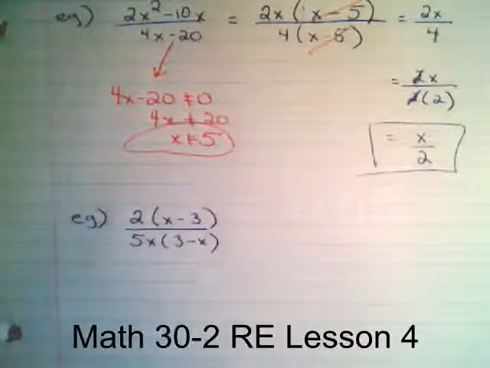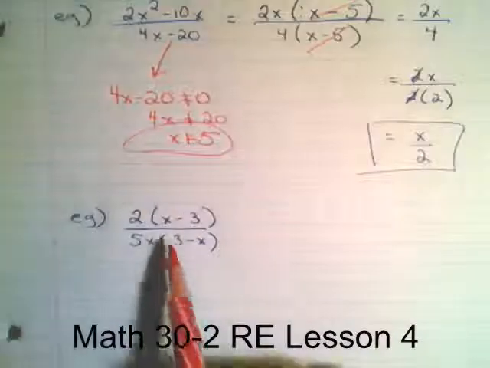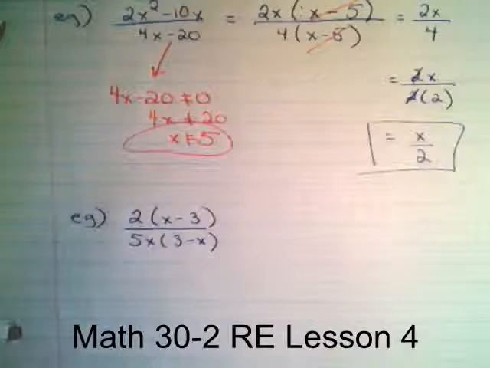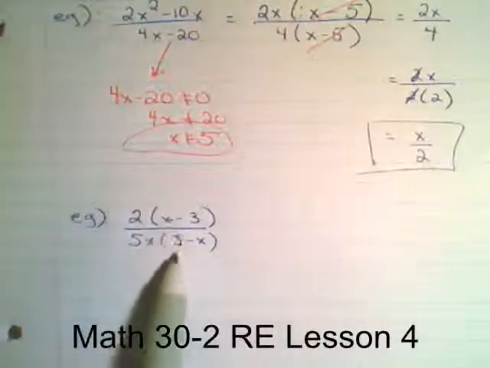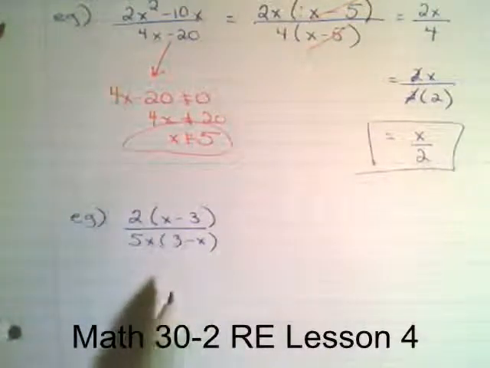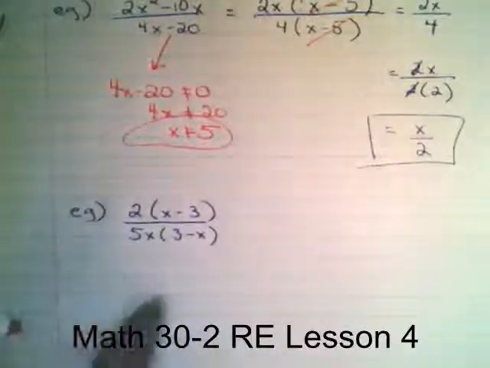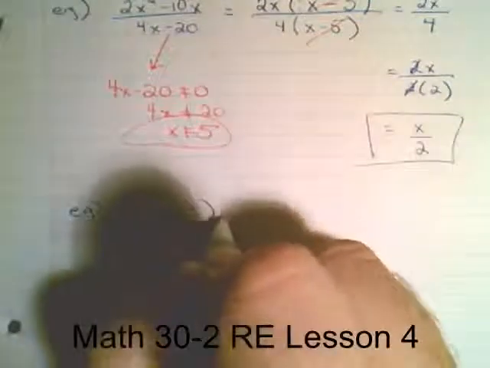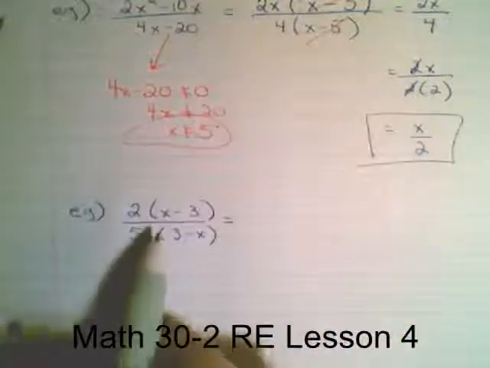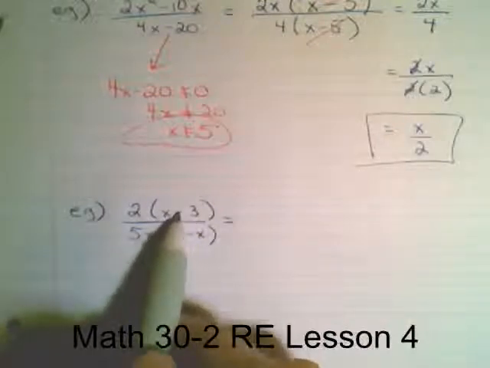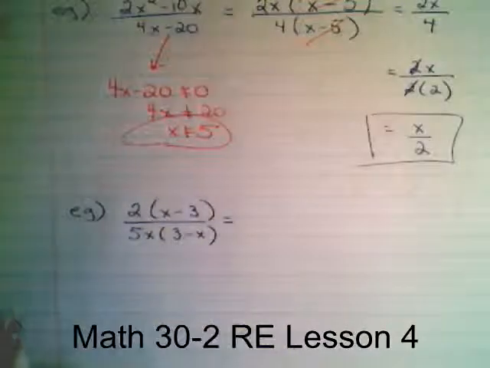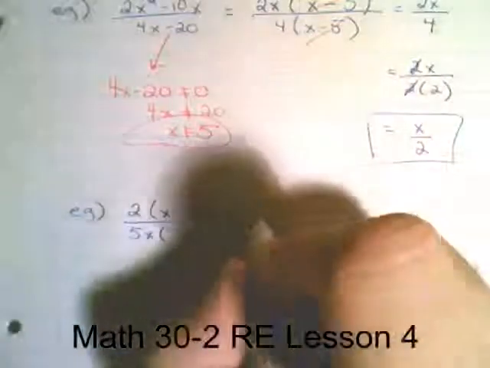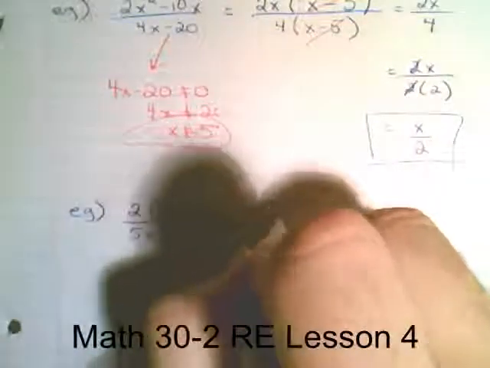2 times x minus 3 over 5x times 3 minus x. Okay? This is something that actually came up in some previous courses as well. You've got this sort of thing going on. You look at this and you're thinking, gee, that x minus 3, 3 minus x, they look almost the same. They're not, but they're close.